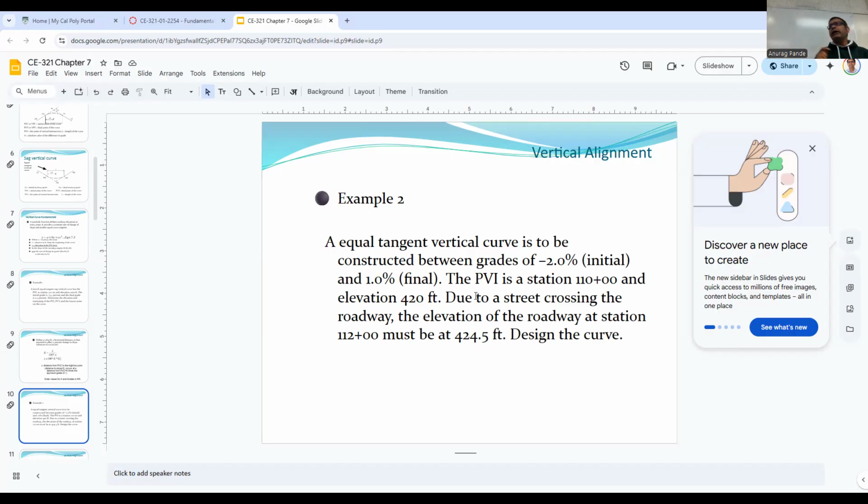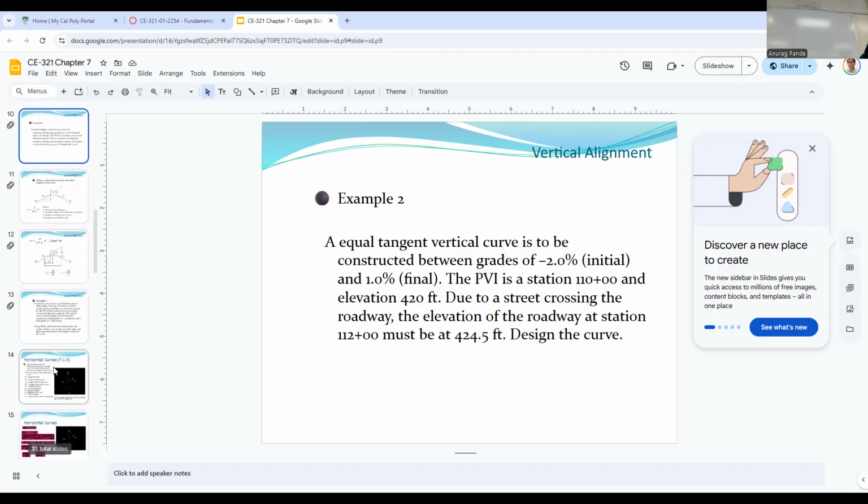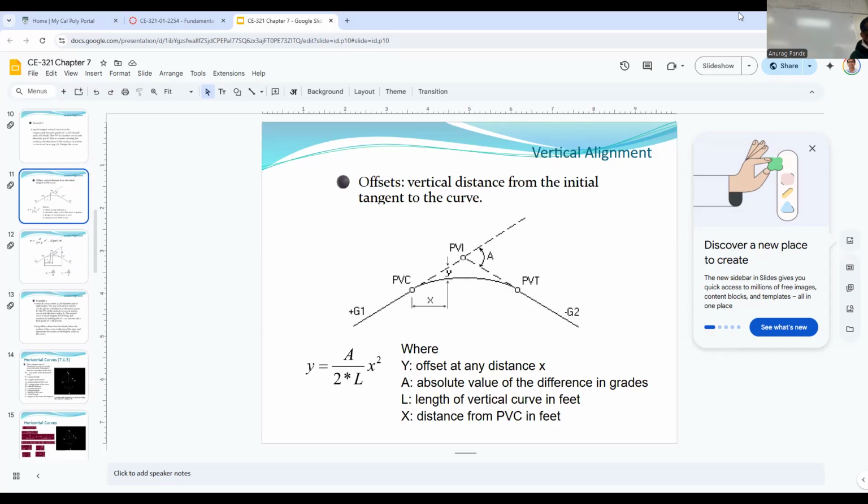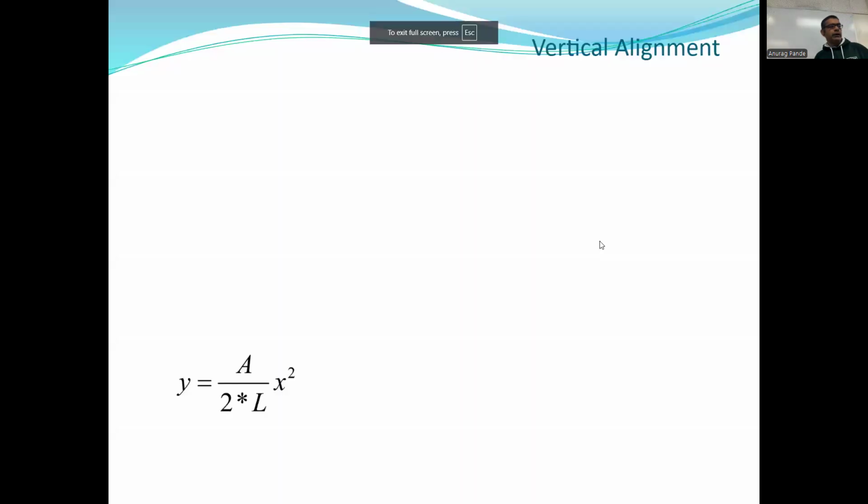Now, what I want to do is give you another perspective on how you might be able to define the equation of a parabolic curve. Okay. And in this case, we're going to define a different variable y. And that equation is called the offset form of the equation. The offset form is y equal to capital A divided by 2L times x squared.